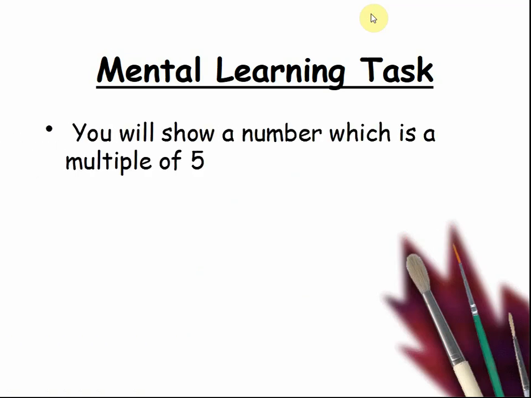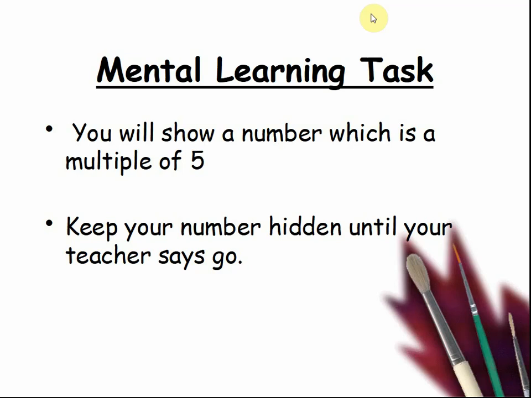You will show a number which is a multiple of 5. So think of a number which is in the 5 times table: 35, 45, 50. And you can then show your teacher your multiple of 5 on your number fan. Keep your number hidden till your teacher says go. Go!